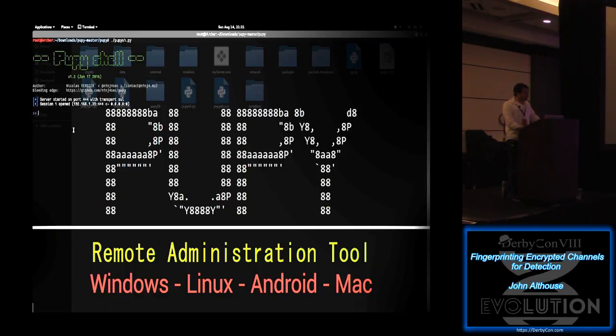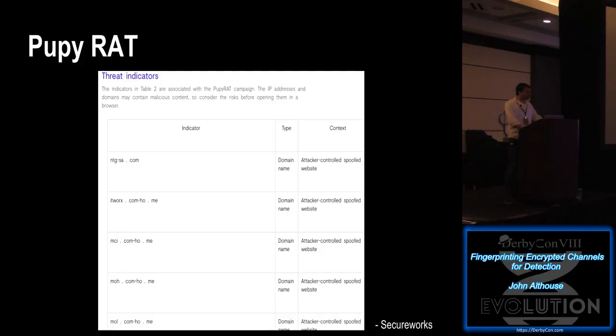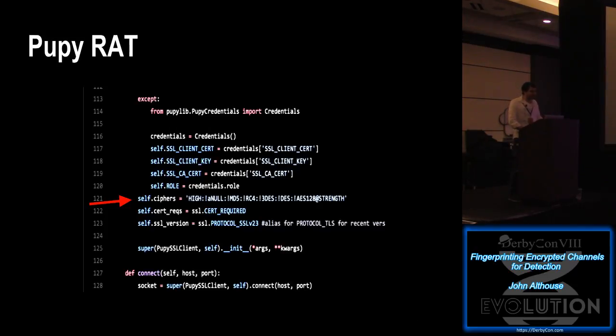Another example, Puppy Rat. It's an open source pen testing tool. Like most open source pen testing tools, it will eventually get used for evil. Iranians used Puppy Rat to hit Middle Eastern organizations, at least according to SecureWorks. SecureWorks released some IOCs, which included domains and whatnot. Those IOCs are not always the most valuable because they're usually burned by the time they're published. However, the fact that they were using Puppy Rat is good for us because then we can see if we can build detection for that. And it turns out that detection is really easy.